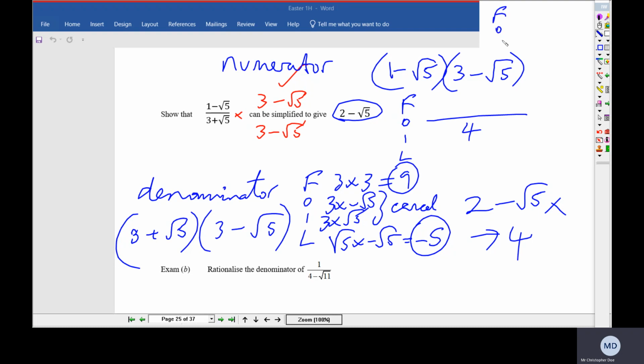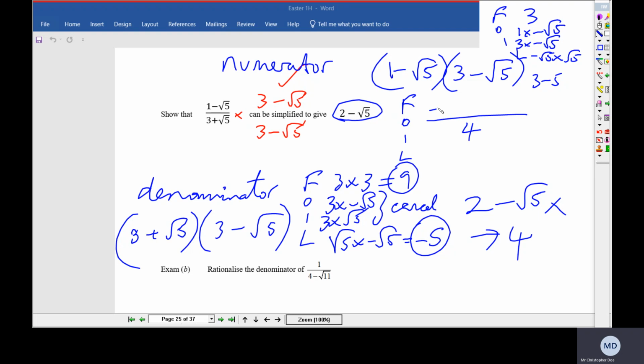Numerator, F-O-I-L. The first, 1 times 3 is 3. The outers, be careful this time, outers 1 times minus root 5. Inners, 3 times minus root 5. They are not cancelling this time. Why don't they cancel this time? They're both negative, and look, you've got a 3 and a 1, and they need to be the same numbers and a positive and a negative. And the last is again minus root 5 times root 5. Add that lot up. We've got 3 minus 5 is minus 2.